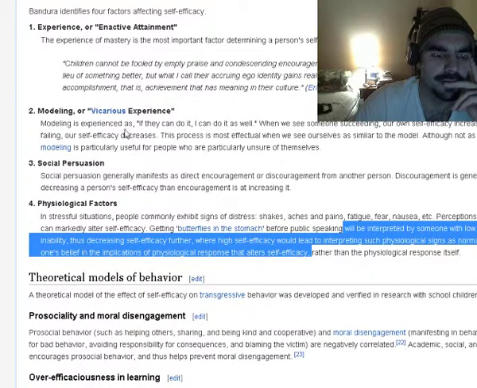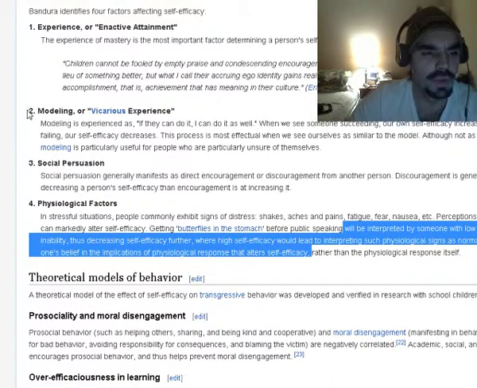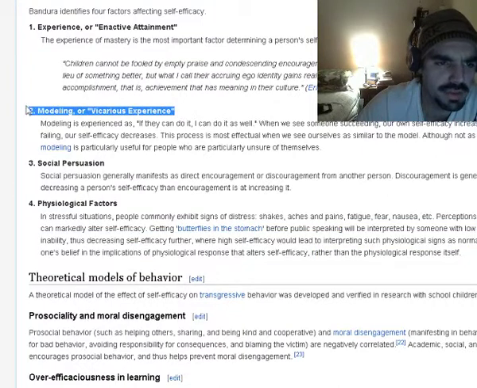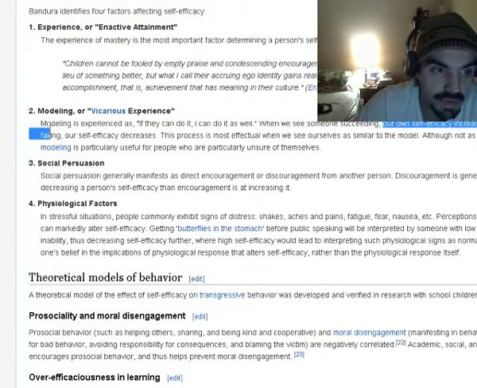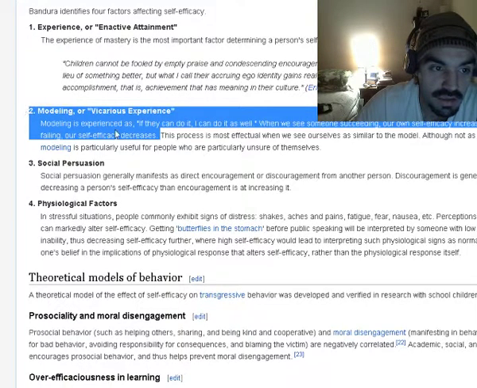I'm going to read this point two, modeling or vicarious experience. Modeling is experienced as, if they can do it, I can do it as well. When we see someone succeeding, our own self-efficacy increases. When we see people failing, our self-efficacy decreases.